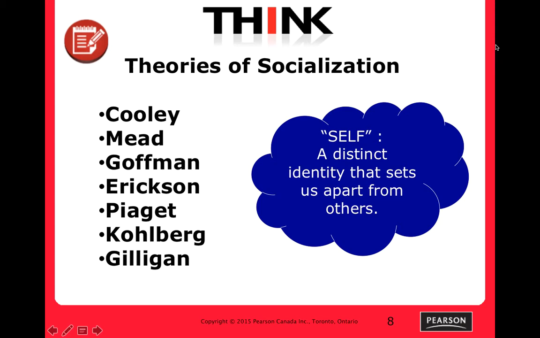So now we're going to jump into the theories of socialization. And like I said, we have a handout on all of these theories and theorists. Really what they're trying to get at is developing theories that can explain how we come to have a sense of self, which is a distinct identity that sets us apart from other people. So the self is really important in understanding that socialization gives us our personality and uniqueness, and that socialization and the self is not a static phenomenon, but something that continues to develop and change throughout our lives.